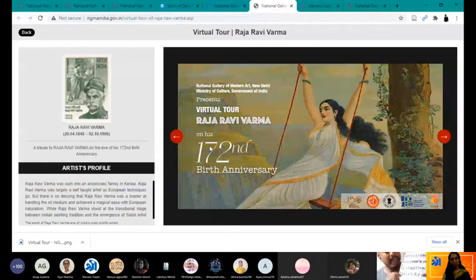Obviously, the security will say, okay, don't take selfies, don't go that much closer to the painting, because they are maintaining the process of display properly. And the last point is education. What will we take back from the museum visit? We can take back the thinking. We can take back the inspiration. So these 5 points one should keep in mind.